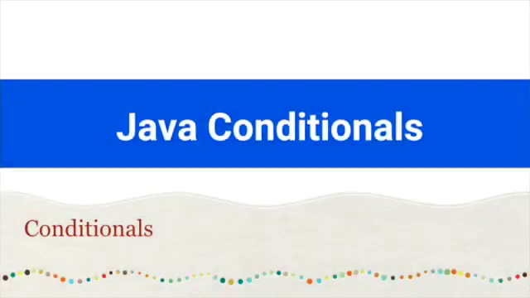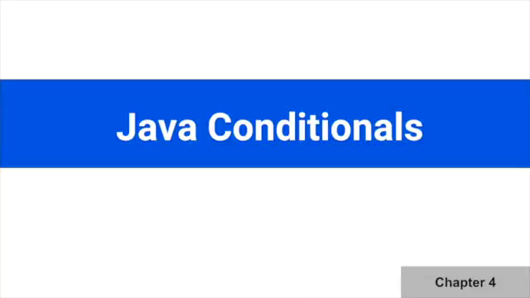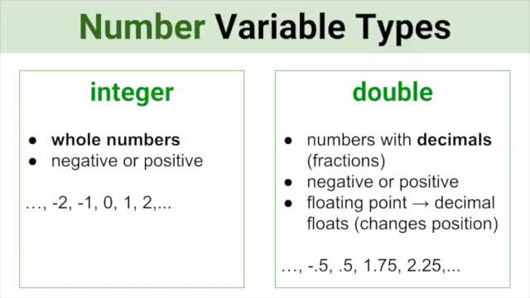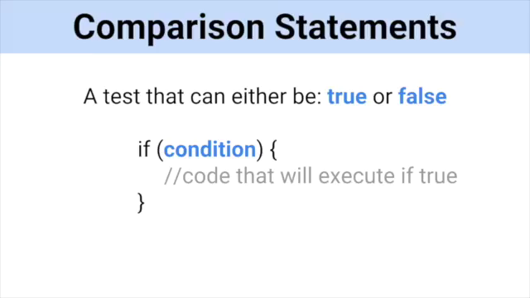We're introduced to Java conditionals in Chapter 4 of the textbook, and conditionals are really fun. It's one of my favorite things in programming. So first of all, right now we're only dealing with number variable types. Remember, our numbers that we know about are integer and double. Those are the ones we're going to be working with. Right now, pretty much we're working with integer.